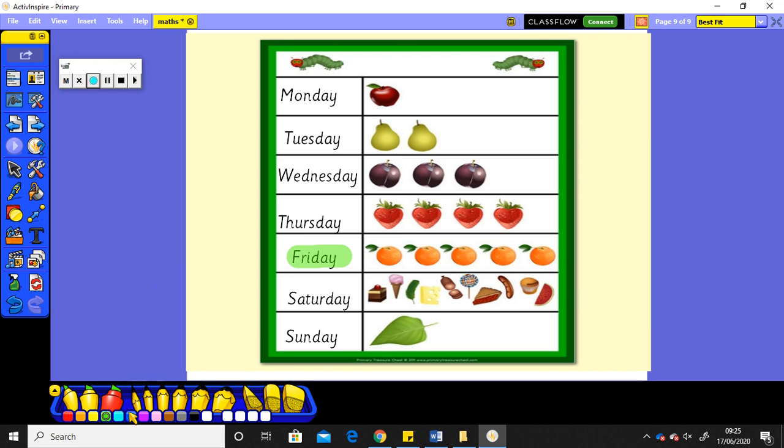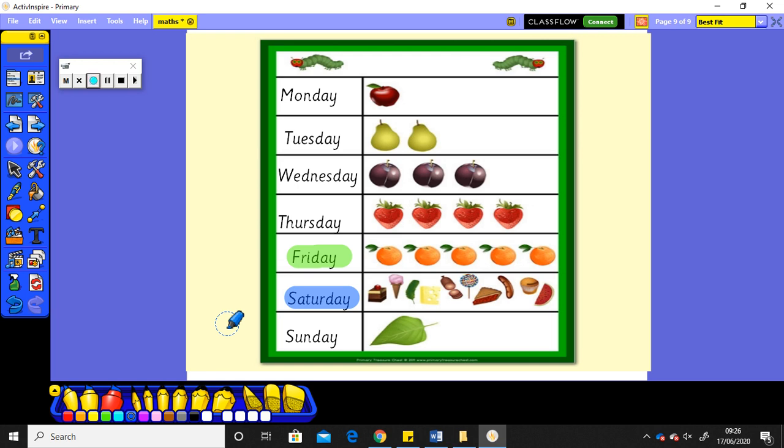So if today is Friday, what day is tomorrow? What day comes after Friday? Tomorrow is Saturday. What did the very hungry caterpillar eat on Saturday? Tell somebody at home. He ate through lots of food, lots of treats on Saturday, didn't he?